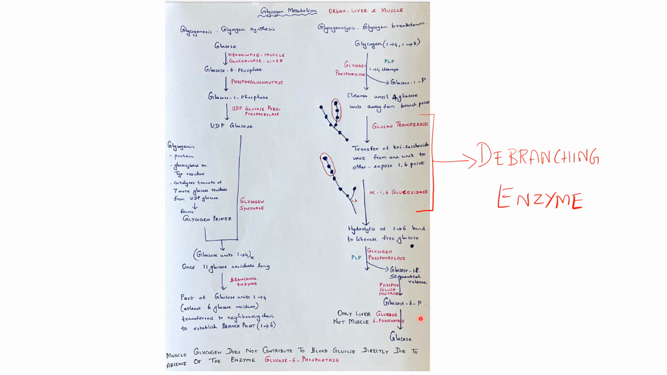At the end, the last step differs in the liver and the muscle. In the liver, you have the enzyme glucose 6-phosphatase, which will break the glucose 6-phosphate to glucose. Whereas in the muscle, you do not have this enzyme, so glucose 6-phosphate will stay as such. So you have an MCQ here. Muscle glycogen does not contribute to blood glucose directly because of the absence of the enzyme glucose 6-phosphatase. Muscle glycogen contributes only up to glucose 6-phosphate. So this summarizes both pathways, glycogen synthesis or glycogenesis and glycogenolysis or glycogen breakdown.